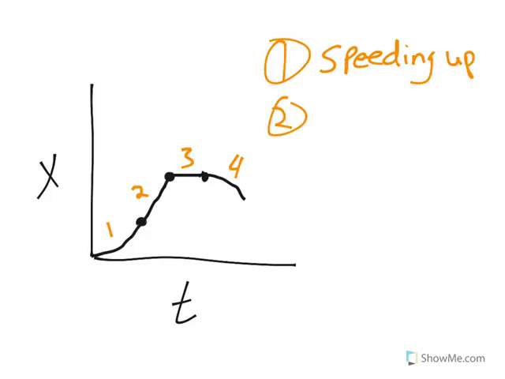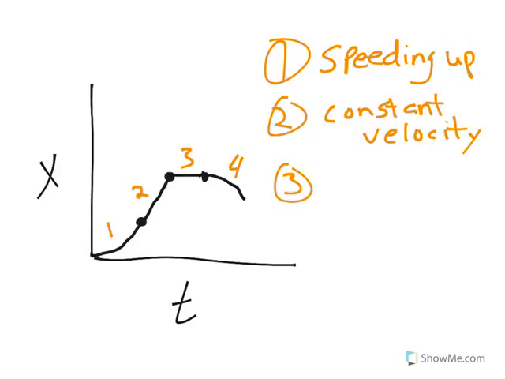In the second section, you should notice that it's a straight line, or relatively straight, and so that means that it is moving at a constant rate of speed, a constant velocity. And then in that third section, it comes to a complete stop. How do I know it's come to a complete stop? Well, notice that the time is moving along, but the position isn't changing. So that indicates that it's come to a halt.